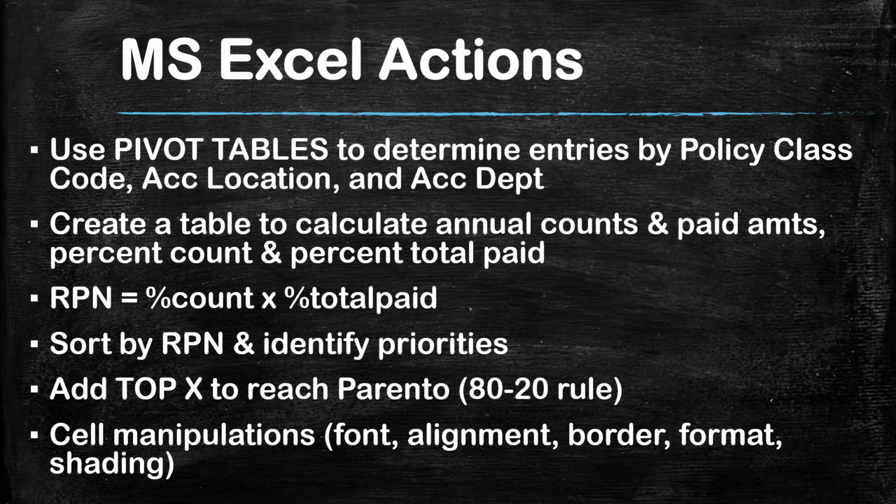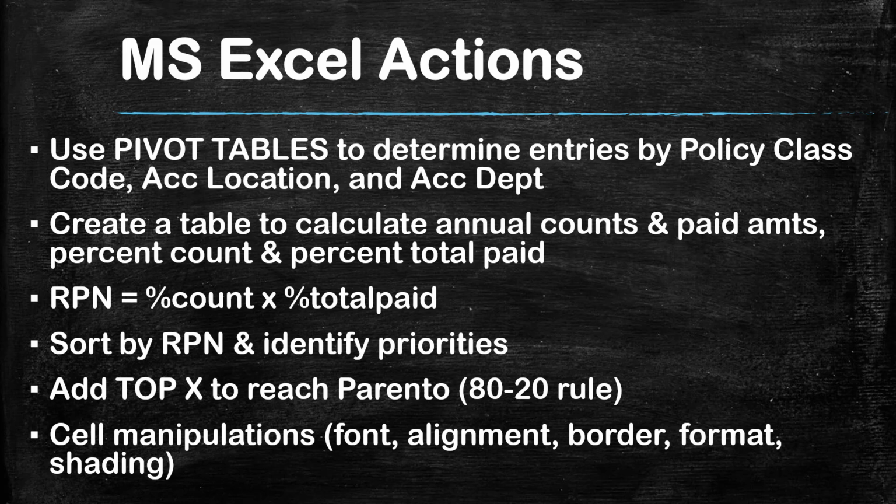We're going to use tables to add some things up, and then use the risk priority calculation, sort by it, and then figure out what the top whatever number of categories represent till we get about that 80%. That's what we're aiming for. It's not specifically 80%.